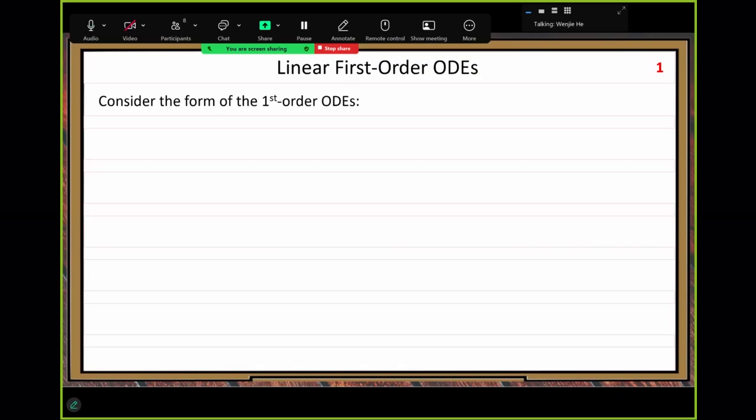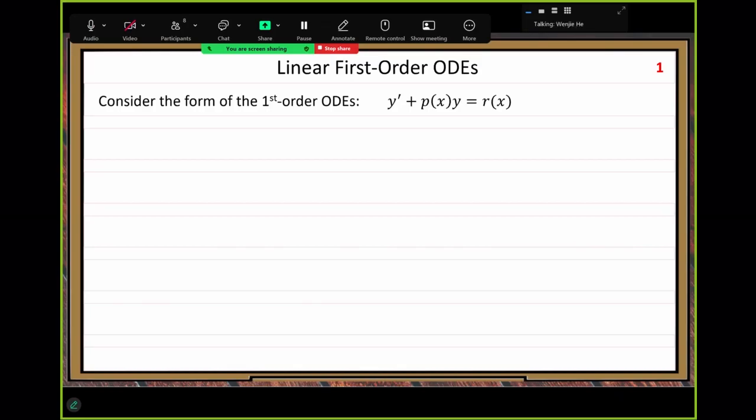We try to explore more different types of ODEs that we can solve using formulas. Here, we consider first order. Our module 1 is first order. Module 2 is second order and higher order. Second order, then higher order. So, first order.